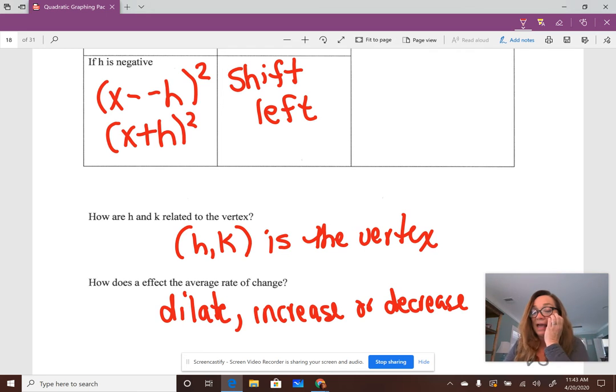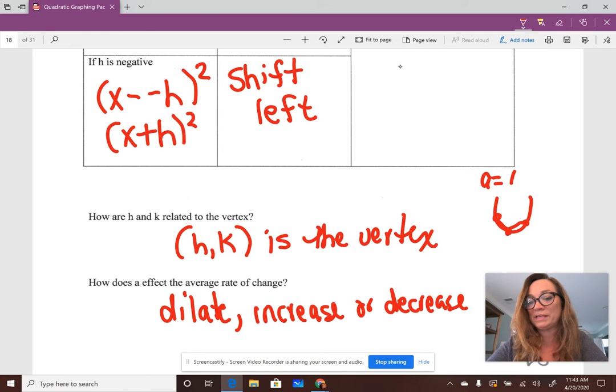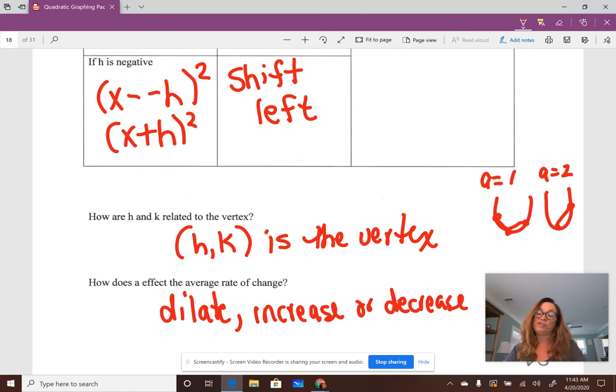So remember that the average rate of change is found by finding 2 points and calculating the slope. Normally, let's say if I had A equal to 1, like if this was my vertex, from here to the next integer point and from here to the next integer point always has an average rate of change of 1. But if A is 2, from the vertex to the next integer point will have an average rate of change of 2. It's steeper.